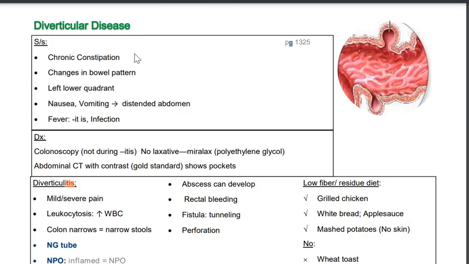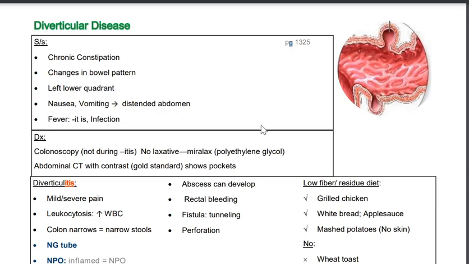So chronic constipation, change in bowel habits, left lower quadrant pain. Where you would see this mostly would be in the left lower quadrant, okay? And so nausea, vomiting, distended abdomen, fever, if it's an infection.